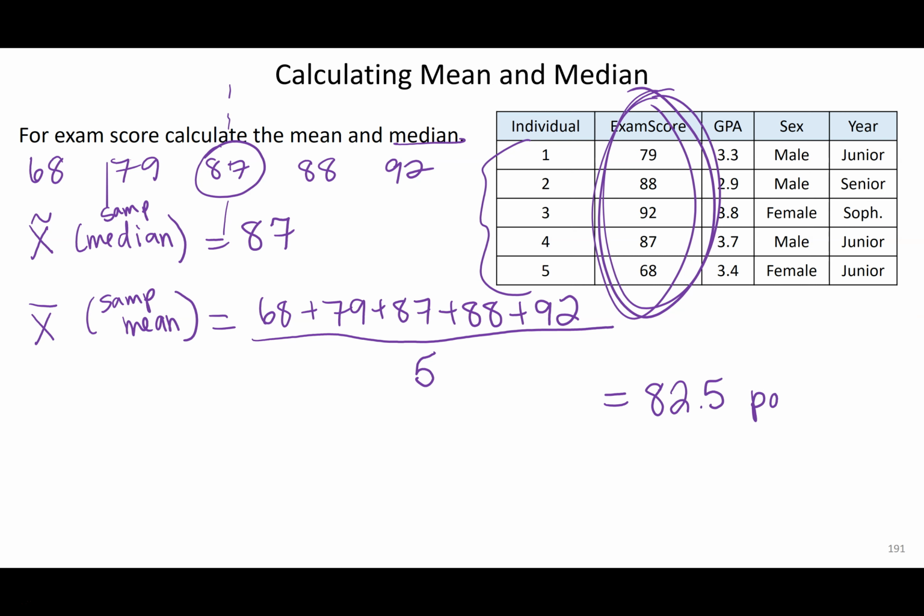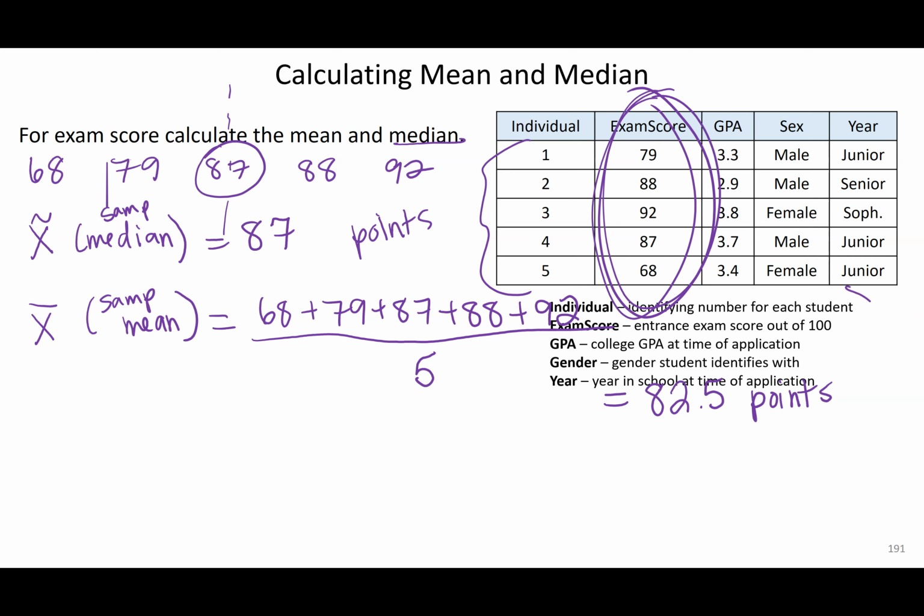82.5 points. And so things to note for the mean and the median, it's okay if it's a fraction or a decimal because it's an average. If it were just one individual person getting that, maybe not, totally depends. So that would be my mean and median.